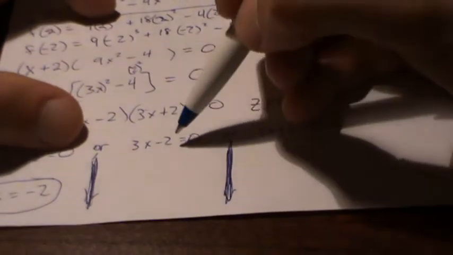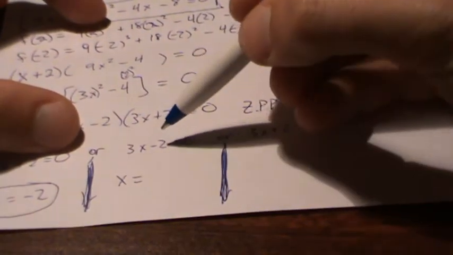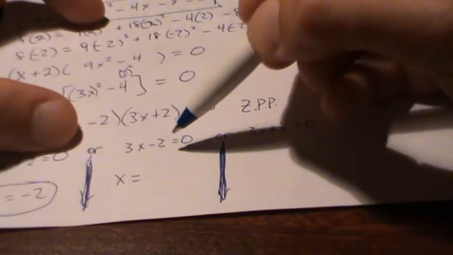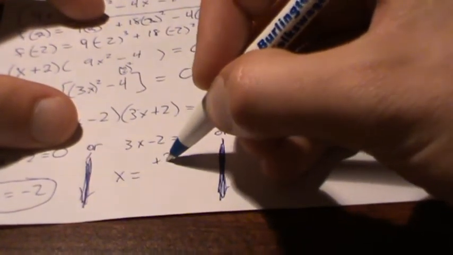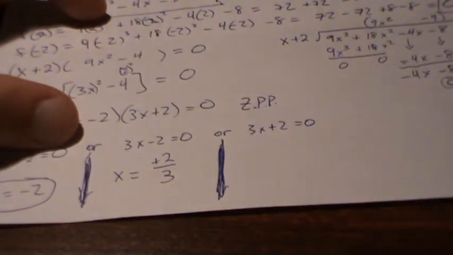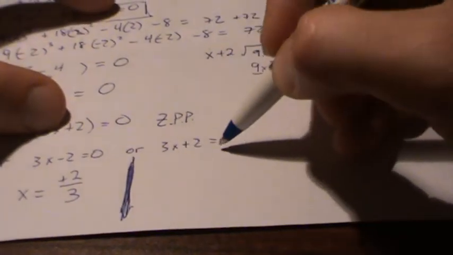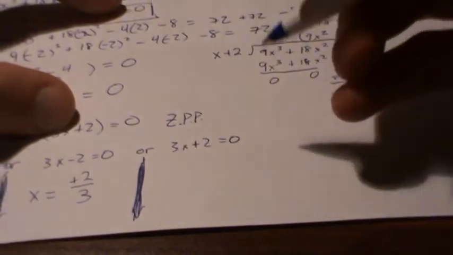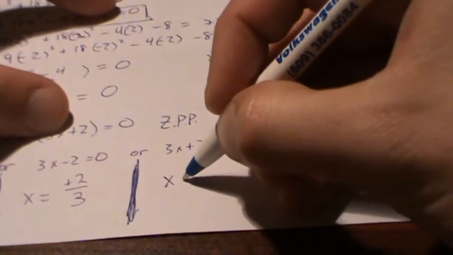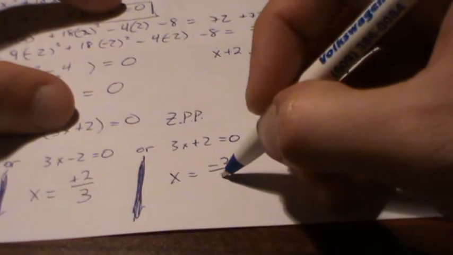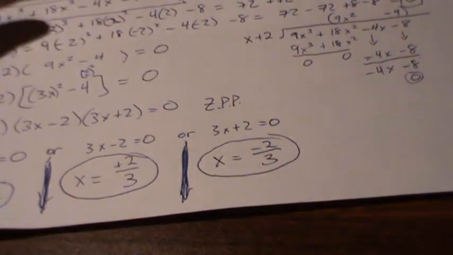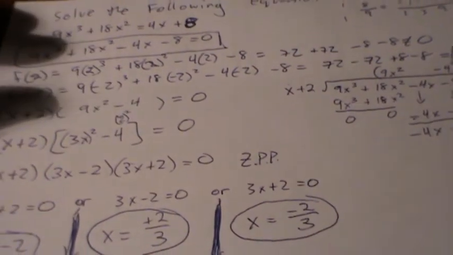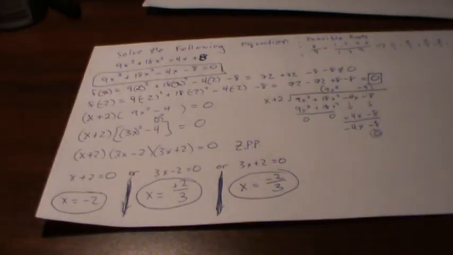The solution to this is add 2 and divide by 3. X equals, remember, add 2 and divide by 3, so that would be a positive 2/3. For this one, I would subtract 2 and divide by 3. Subtract 2 and divide by 3, so x would be equal to a negative 2/3. Alright? And so there actually is the solution to this polynomial.